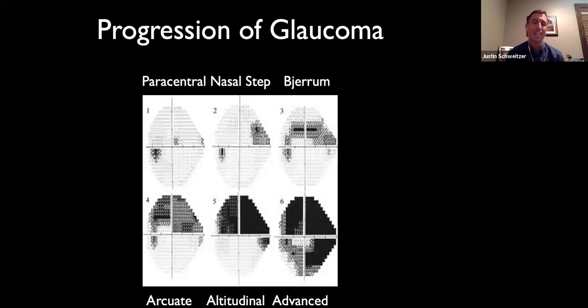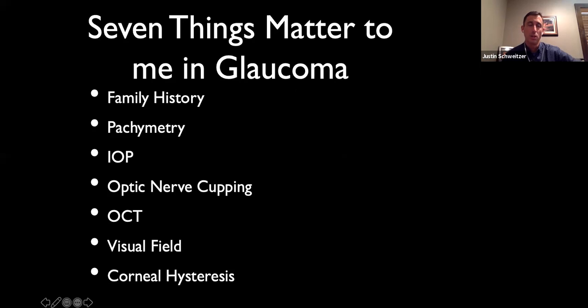So these are the different types of documentation that we use quite often when we're dealing with visual field. All right, so what matters in glaucoma? I've listed this because we're going to dive into a little of this, but the 7 things I really care about in glaucoma, I want to know their family history.